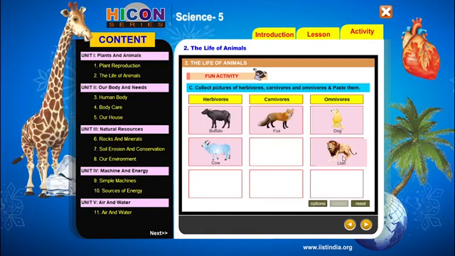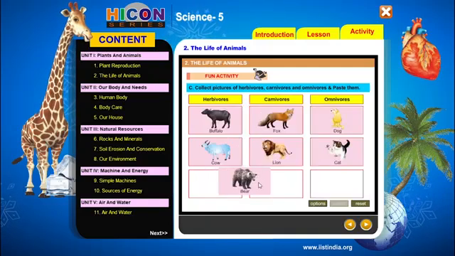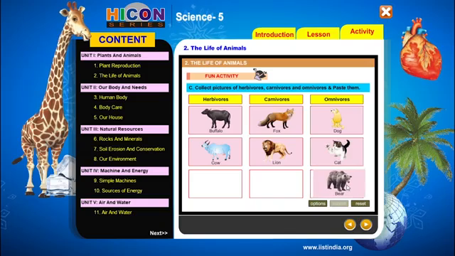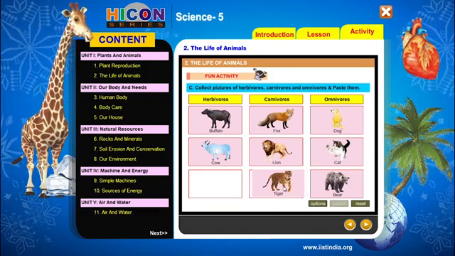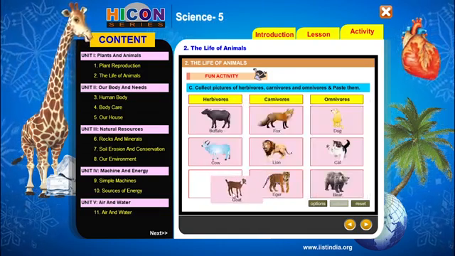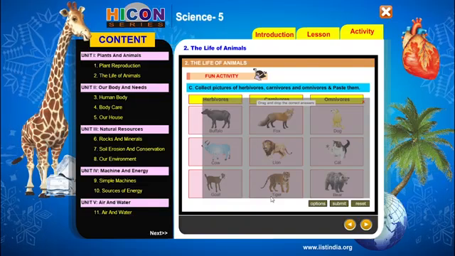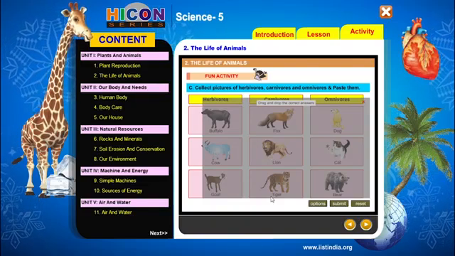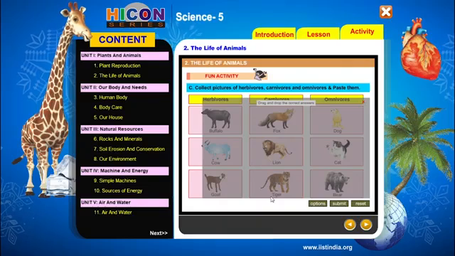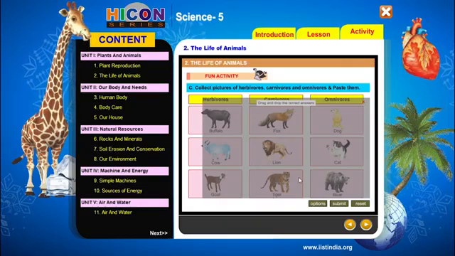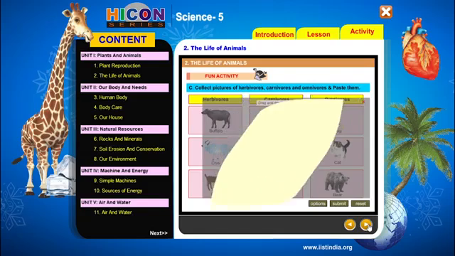Paste here. Lion. Lion eats only flesh, so it is a carnivore. Next, bear. Bear can eat both plants and animals, so it is an omnivore. Next, tiger. Tiger is a carnivore. It can eat only flesh. Next, goat. Goat is a herbivore. It can eat only plants. So children, these are examples for herbivores, carnivores and omnivores. You can collect some more animals and paste their pictures in these categories. Practice this activity at your home. This part is completed. Let us enter the next part in the activity session.